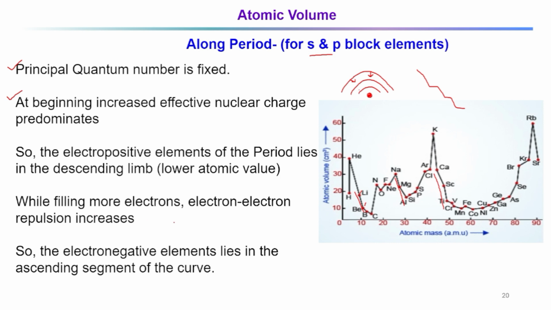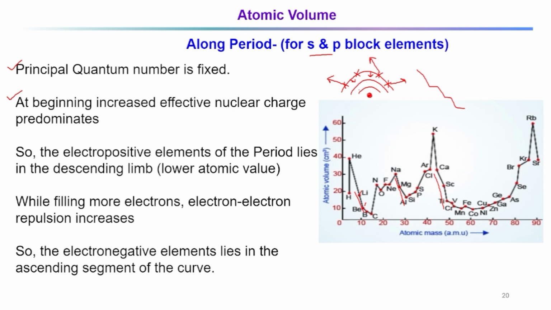Now while filling more electrons, electron-electron repulsion increases. First it was happening that the effective nuclear charge was increasing and the size was shrinking, right? But now if we put more and more electrons, what happens at a time? Now these electrons start to fight. They start to repel each other because they are the same charge, negatively charged particles. So they will start fighting and try to go away from each other. Now this component is less and this component is more. Because of that, the orbital size will increase, as the electron-electron repulsion increases.